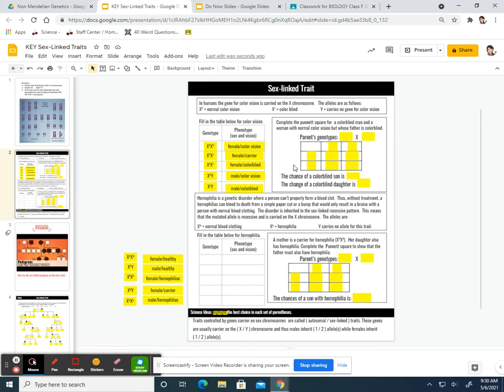So, a colorblind man and a woman with normal color vision, but whose father is colorblind. We're going to answer some questions about the chances of them having a colorblind son and a colorblind daughter. So let's think about the parents' genotypes at this point. We know that dad, the colorblind man, is colorblind.